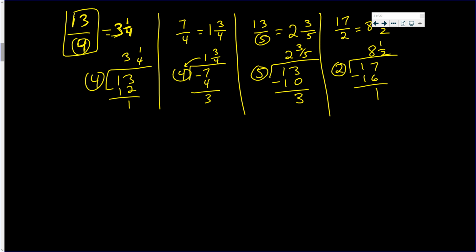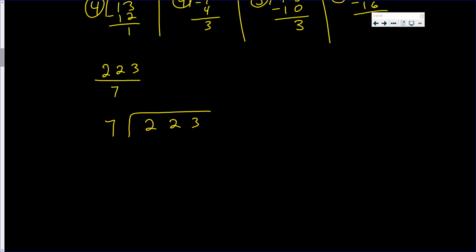Now, if you have 223 divided by 7, you probably can't do that one in your head. Fine. 7 into 2 doesn't go even 1 time, so you don't really want to put the 0 up there. So we look at it as 22. 7 into 22 goes 3 times. Take away 21. You have 1.